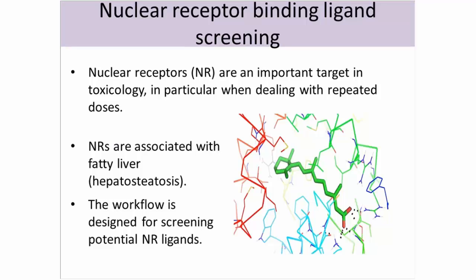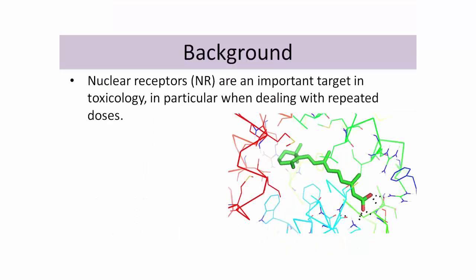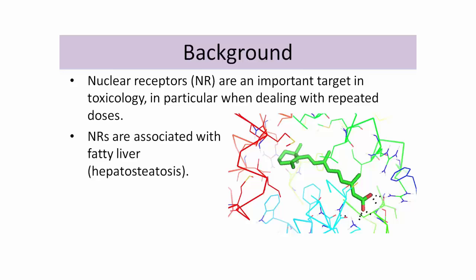In this context of predicting nuclear receptor binding, we have also developed a workflow for the screening of potential binders to nuclear receptors that are involved in the development of liver steatosis. We can show you a non-live demonstration of the tutorial that we are also developing, in which we explain how to run the workflow in the web portal. Nuclear receptors are an important target in toxicology, in particular when dealing with repeated doses. They are associated with fatty liver.